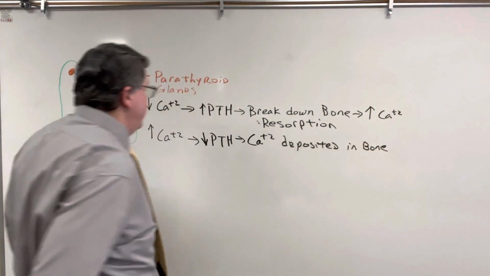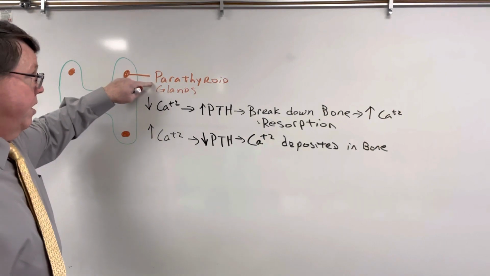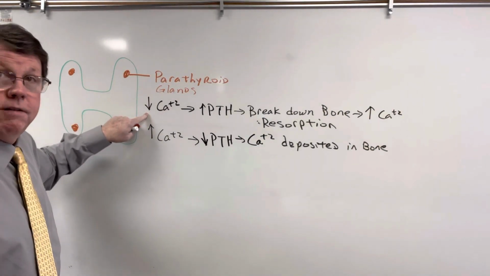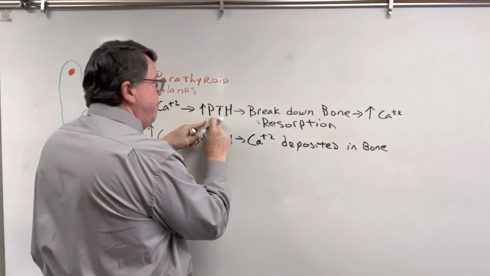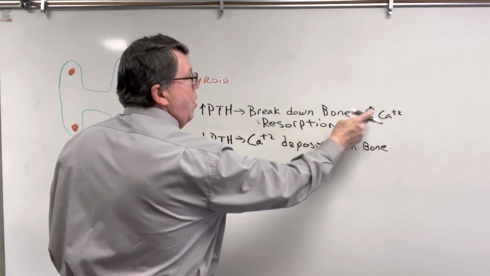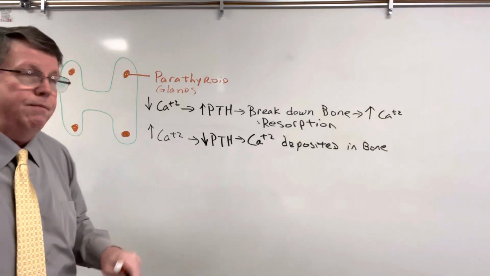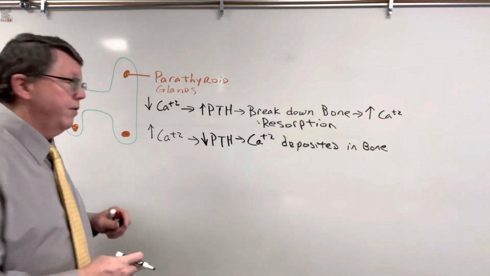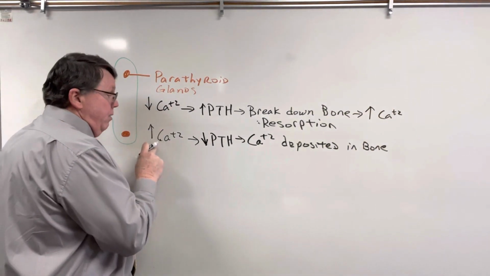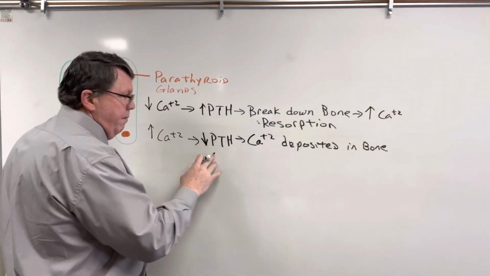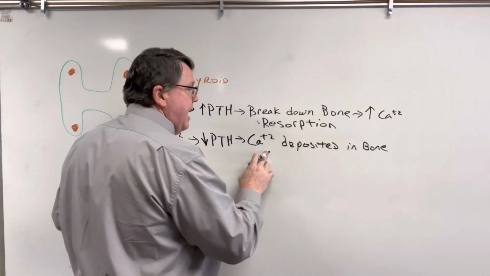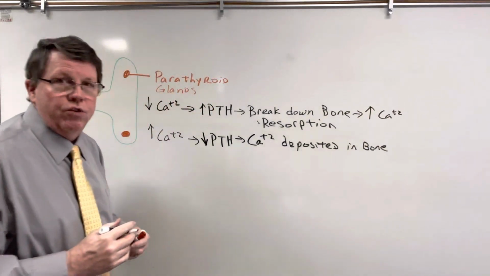All right, so if my calcium levels go down and it's sensed in the blood, the parathyroid gland is going to increase parathyroid hormone, which is going to break down bone, which is going to increase the amount of calcium in my blood that can be used for other areas of the body. If I increase the amount of calcium, the amount of parathyroid hormone secreted is going to decrease, which will lead to calcium being deposited in bone. So we're going to look at these.